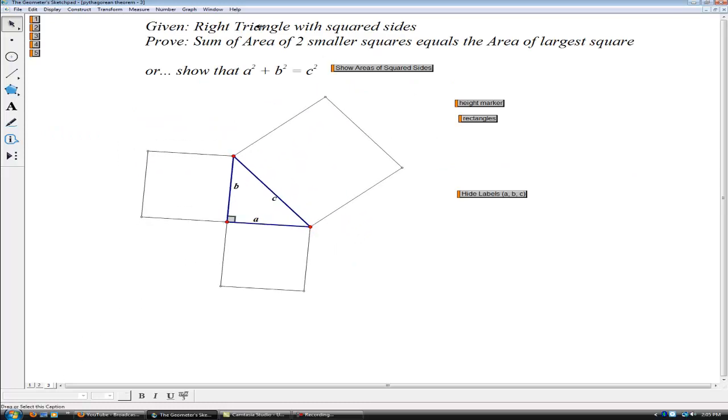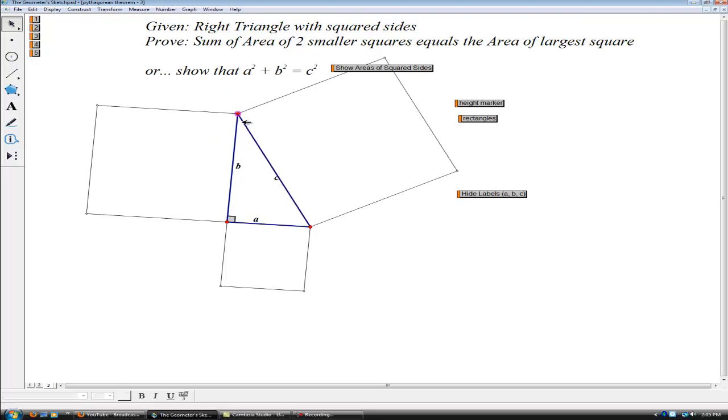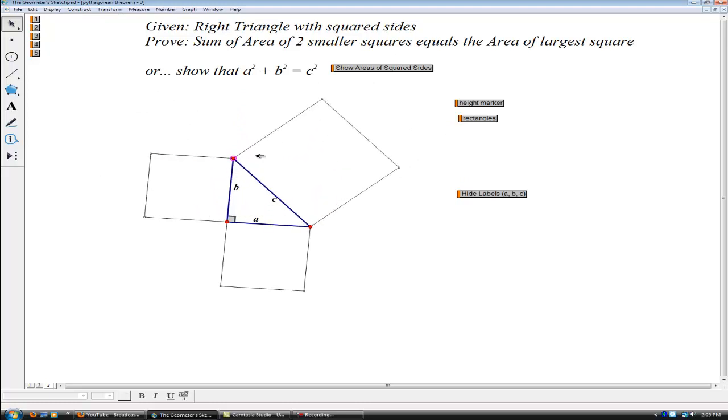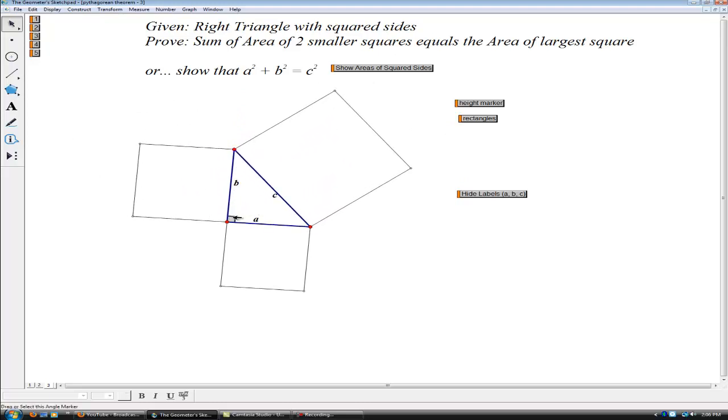So a given is that we have a right triangle, and this is adjustable. We could see that this theorem will work for any right triangle that we could possibly construct, as long as we have this one right angle. Now, the labeling of A and B will always be the legs. C will always be the hypotenuse, and the hypotenuse is always the longest side.